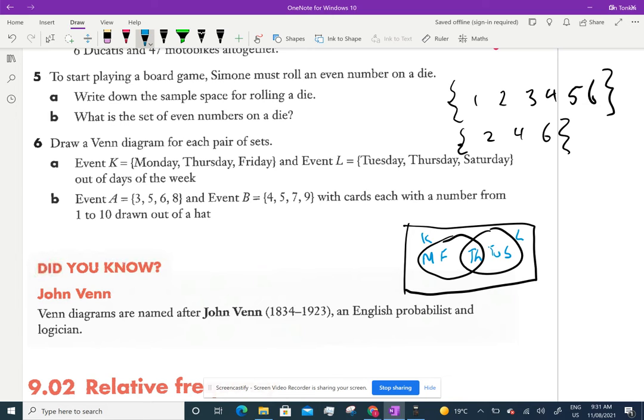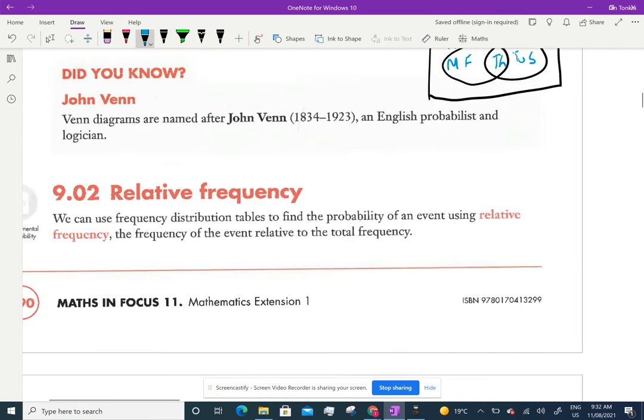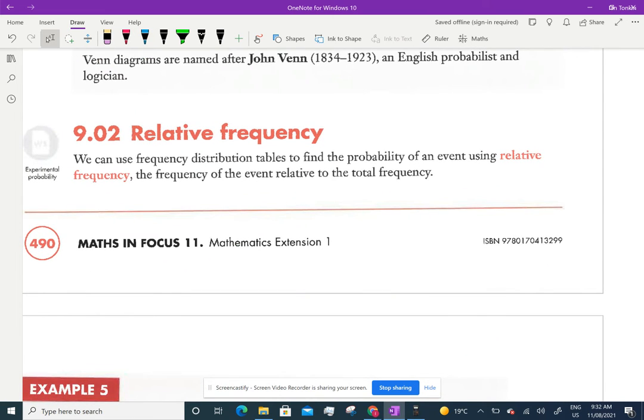Yep, righto. So you can do all those. They're pretty easy. Now, relative frequency. Not all things are straight, so we use statistics.